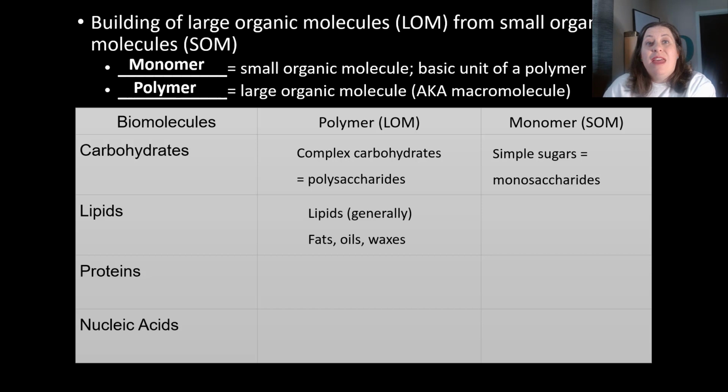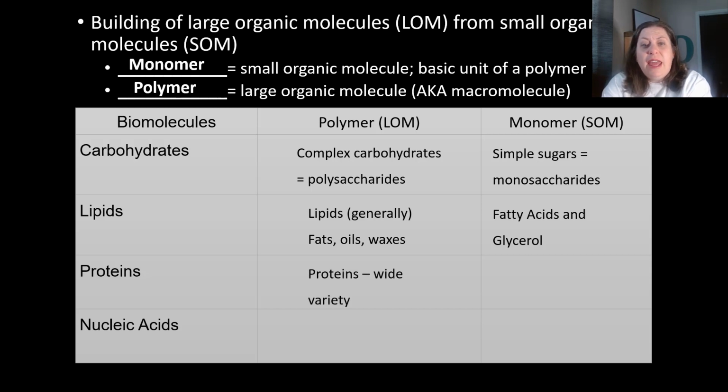Fats are going to have this ability to be called lipids. These lipids generally mean fats, oils, or waxes, so there's different types. The building blocks, though, for these, the monomers, are going to be fatty acids and glycerol. The way those are put together determines if we're looking at a fat, oil, or wax. Proteins are a little different. They have a wide variety of polymer type structure when they make those big molecules, but it doesn't matter what protein we're making. The building block of a protein is an amino acid. So amino acids make up the base of a protein.